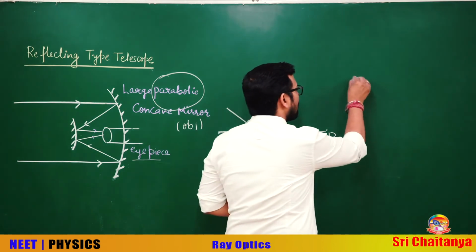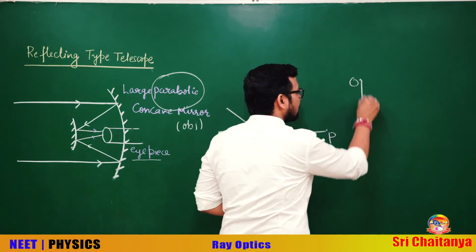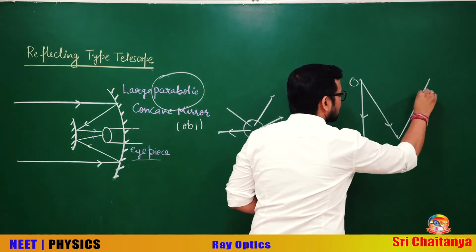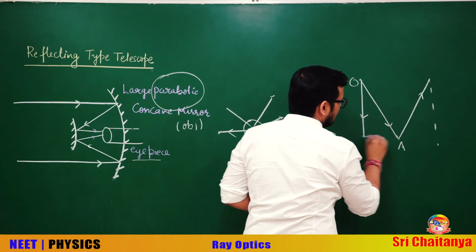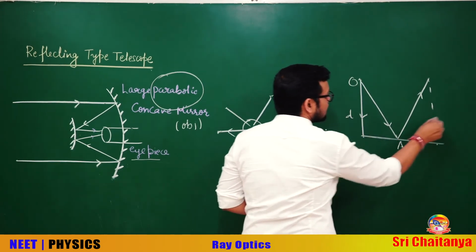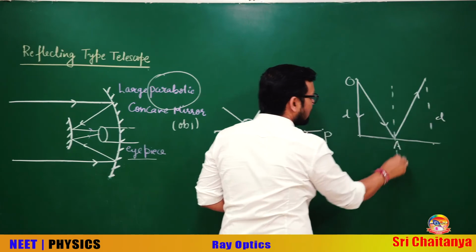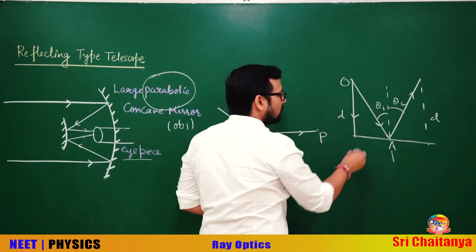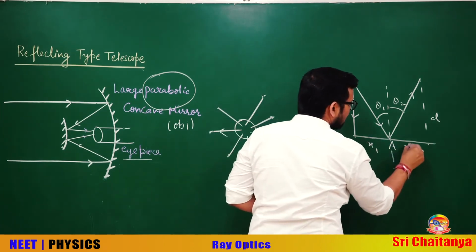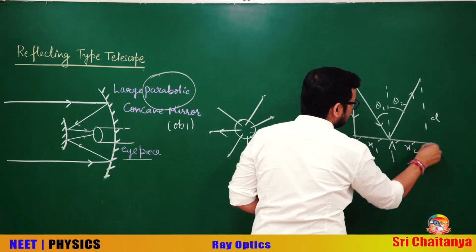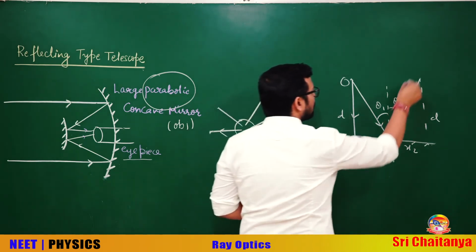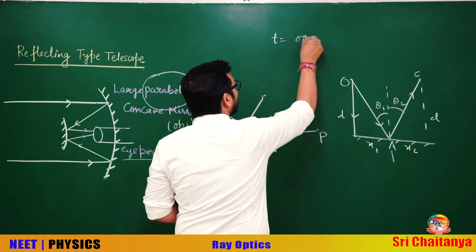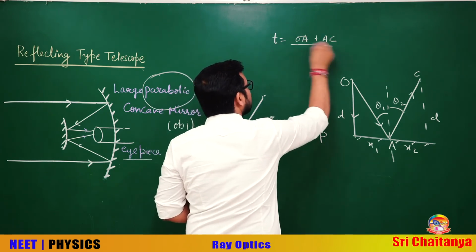Suppose there is an object, and rays are going like this. From point A, the ray is reflecting. Suppose this distance is d and this is d as well. But I am not aware whether the angles theta 1 and theta 2 are equal or not. So let us say this is x, this is x1 and this is x2, and this is the reflecting surface. So what is the time from O to C? Can I say the time taken from O to C is OA plus AC divided by the speed of light?